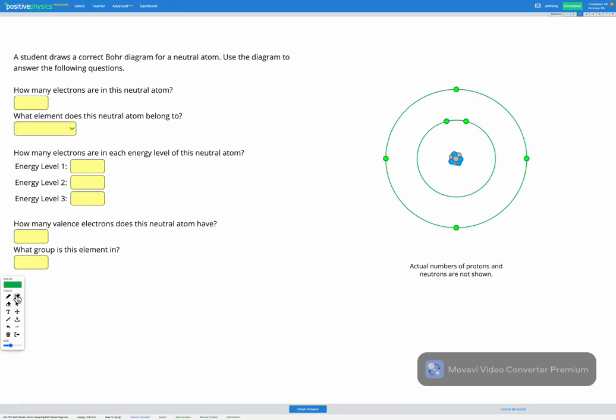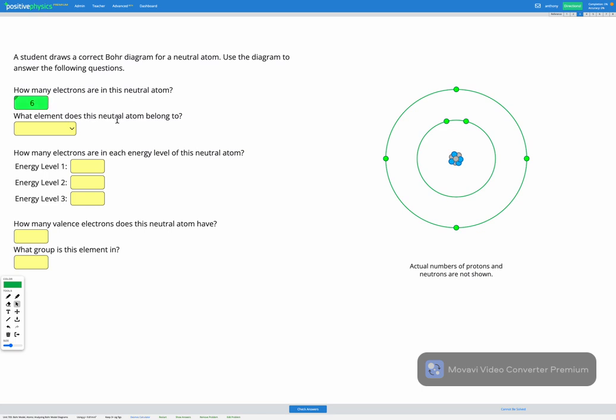In this question, we have a diagram that a student has drawn, a correct Bohr diagram for a neutral atom. So we need to use the diagram to answer the questions. The first question asks how many electrons are in this neutral atom. So this one's easy. We just need to literally count. So we've got 1, 2, 3, 4, 5, 6 electrons. So we can add that here. We've got 6 electrons in total.